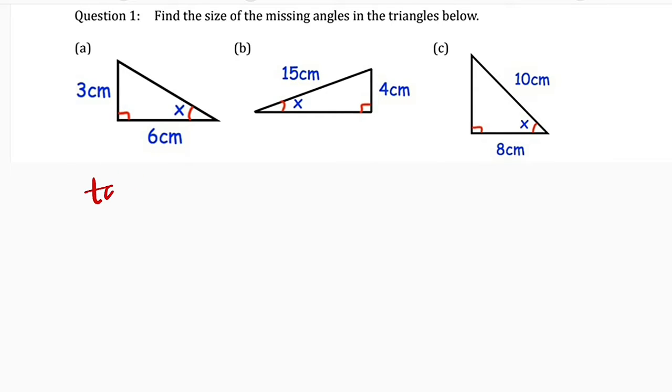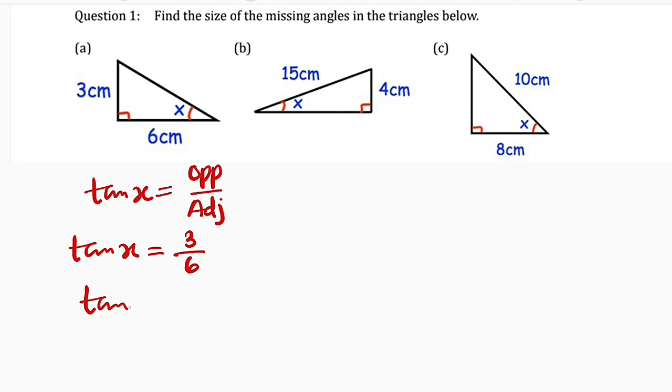So we have tangent theta, but this time around I'm going to use x since x is given. Tangent x is equal to what? Opposite divided by adjacent, right? So tangent of x will be equal to, opposite is 3 and adjacent is 6. And 3 divided by 6 is equal to 0.5, right? So tangent of x is equal to 0.5.